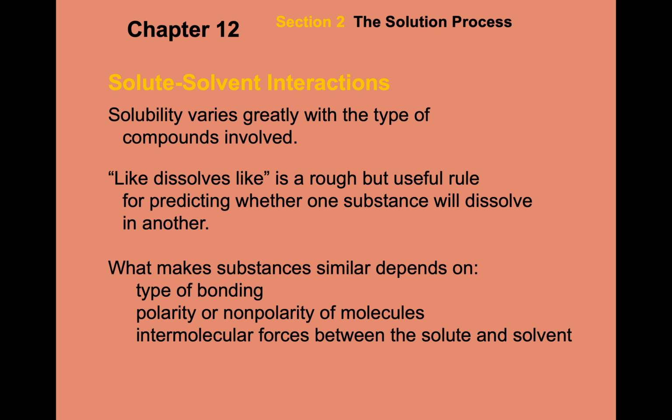Okay, so next thing we want to talk about is solubility and how to just know if something is soluble or not. This is something we can predict based on polarity. So this says polarity or non-polarity of molecules. That's what we're really going to focus on. Type of bonding is also going to matter because we know ionic substances tend to dissolve in polar substances, but polarity and non-polarity is going to mean a lot here.